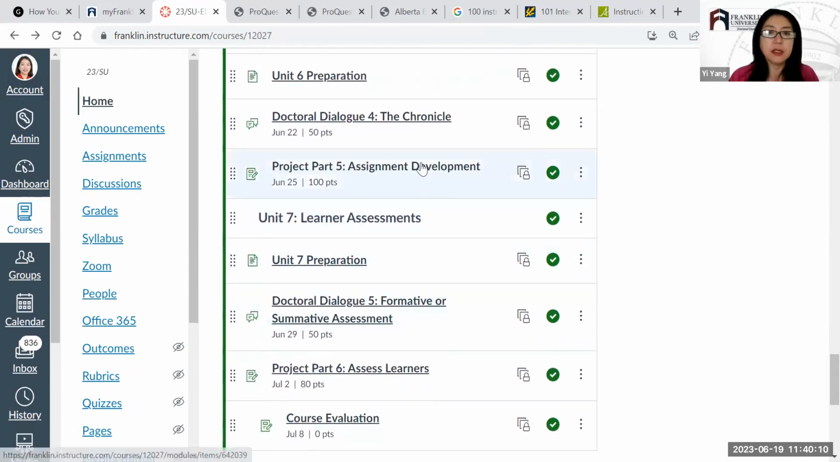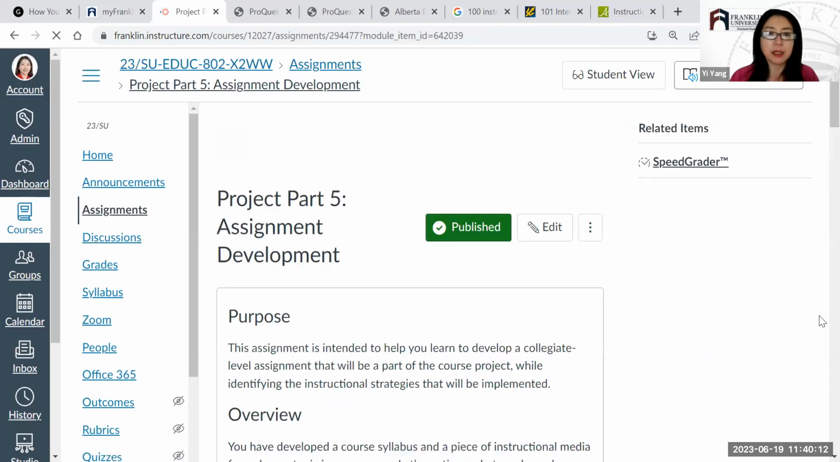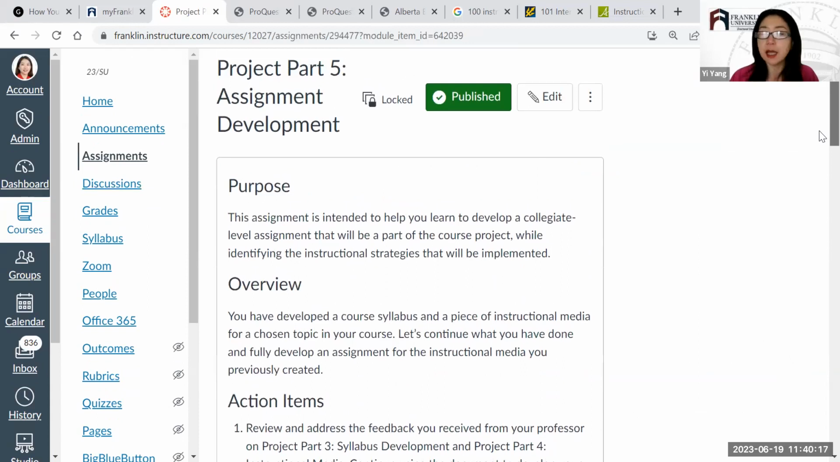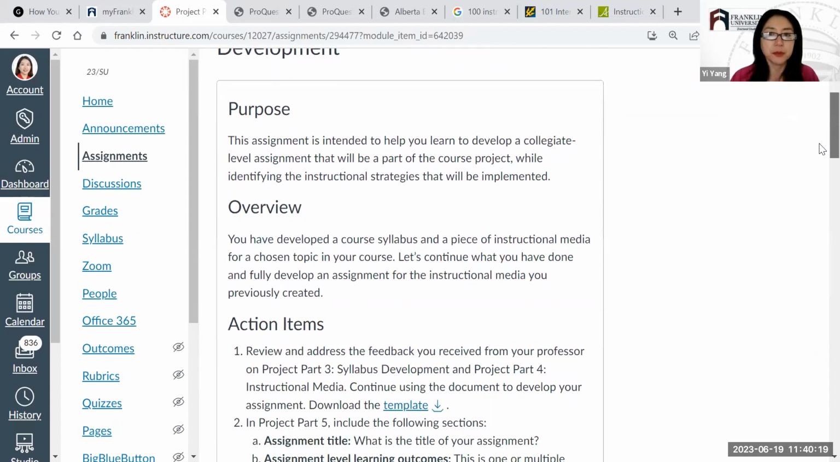Okay, now this week's assignment is to develop an assignment for your project part 2. As I mentioned earlier, you can do a collegiate level assignment as part of the course project, or you can do an activity as a part of your training.